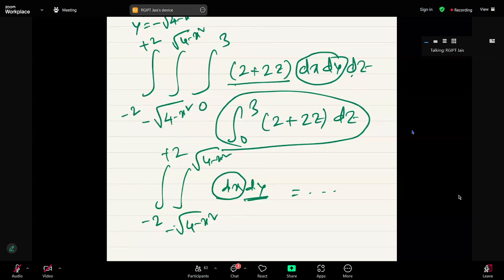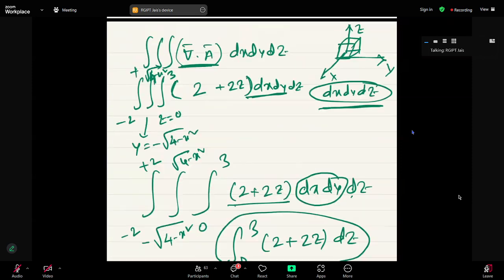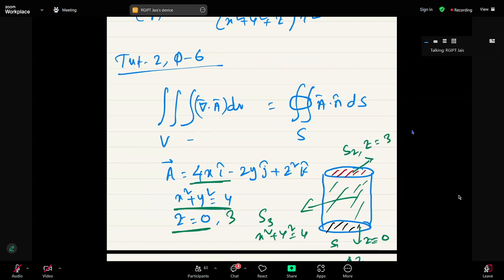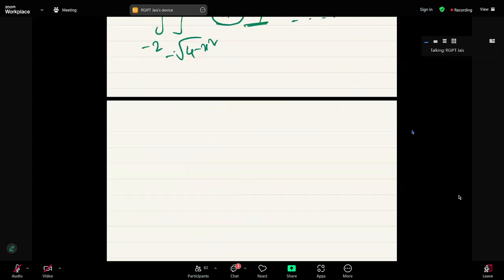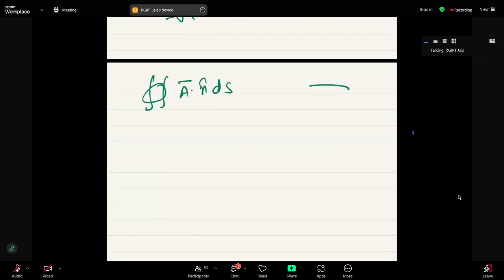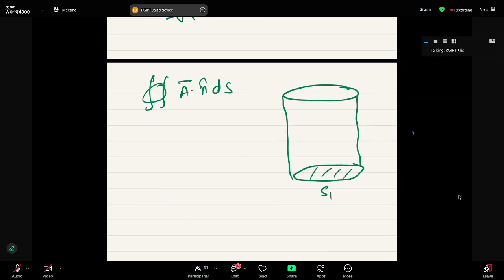And the second part is that you have to verify this for the surface integral of a dot n cap ds. You have to show this volume integral is equal to the integral of a dot n cap ds. As I told you, this is a cylinder. So in this case, you have three surfaces. For this lower surface, this surface S1, what will be the n cap ds? What is the direction of n cap?